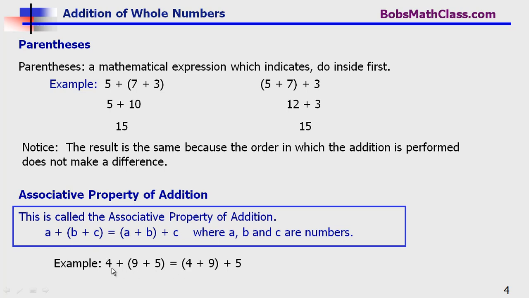So here's an example. 4 plus 9 plus 5. 4 plus 9 plus 5. The parentheses are in different positions. Here they're around the last two. Here they're around the first two. That indicates the associative property. The result will come out to be the same.